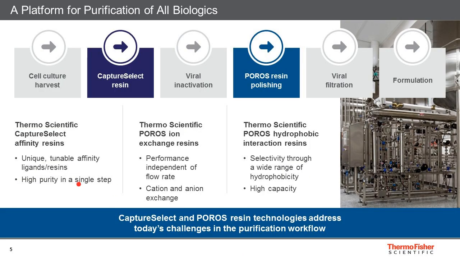Within Thermo Fisher Scientific, and again that is the focus of today, we've got two solutions to address that issue and to reduce the amount of steps in a process. One is our CaptureSelect affinity resin portfolio, which are unique tunable affinity resins for any biological, which results in a high purity in a single step, as well as our porous polish resins, where we've got a full portfolio of ion exchange and hydrophobic interaction resins.